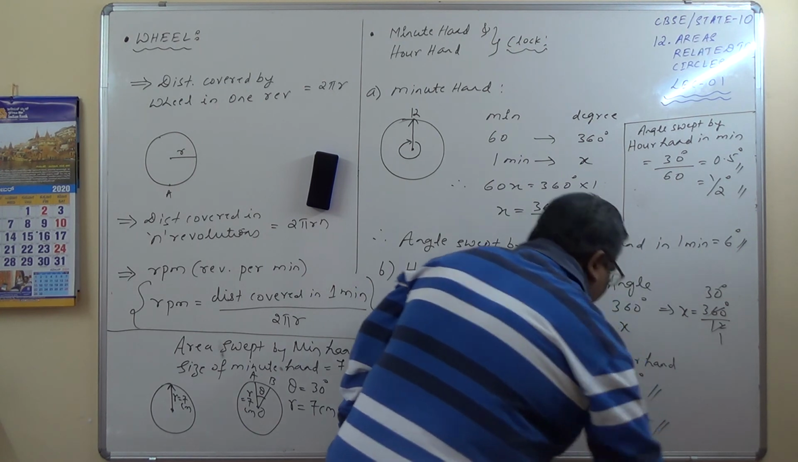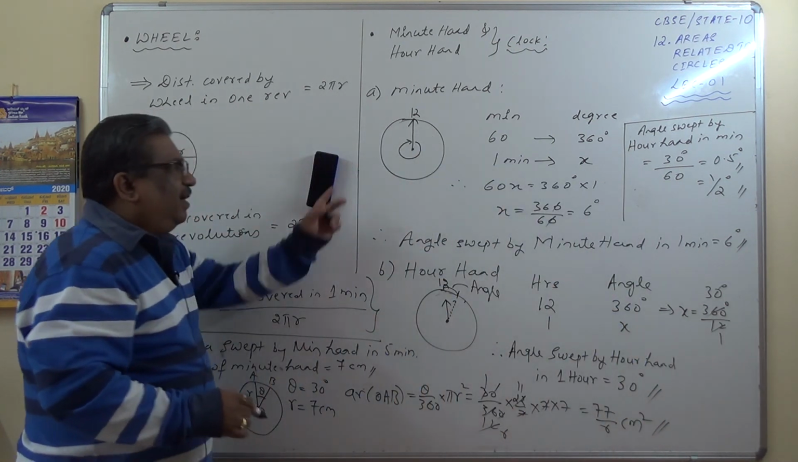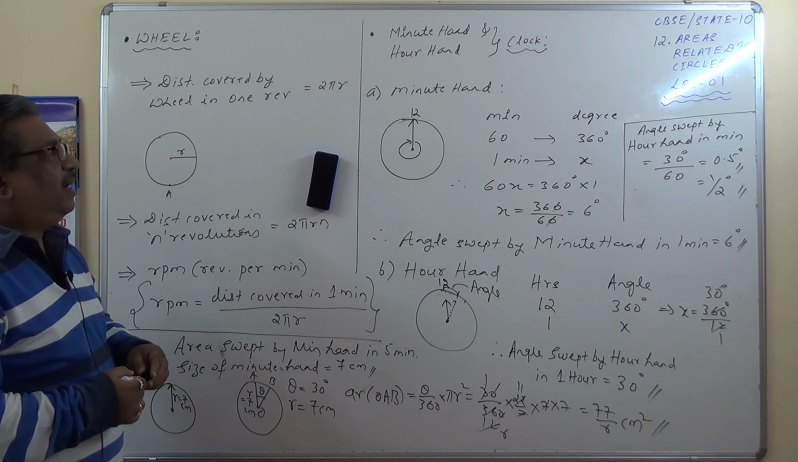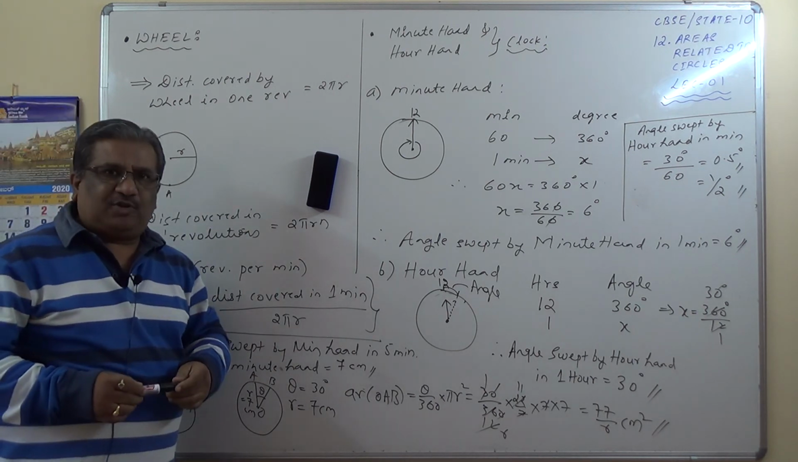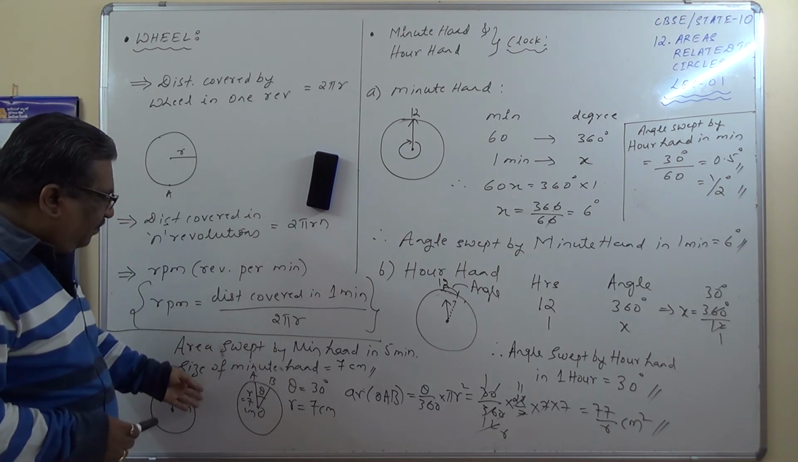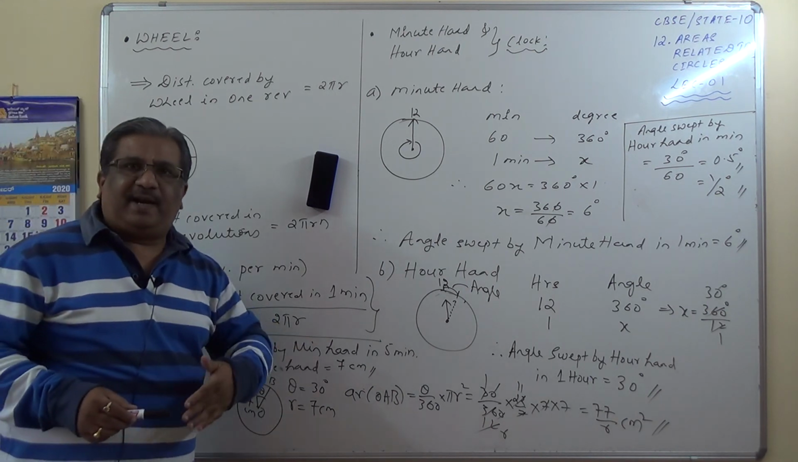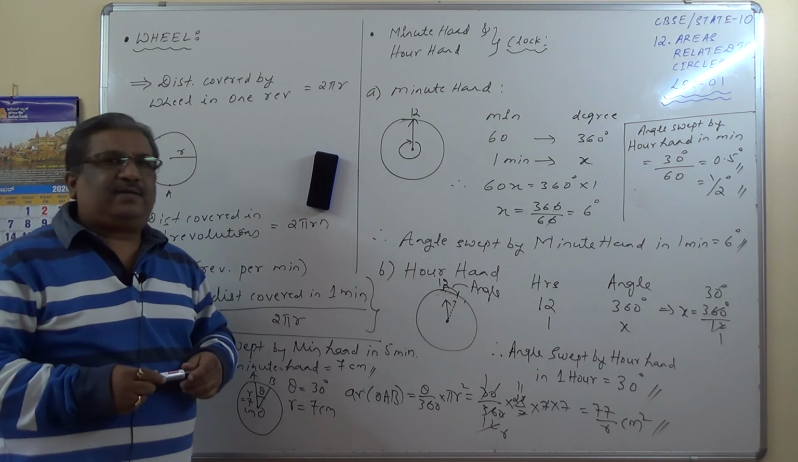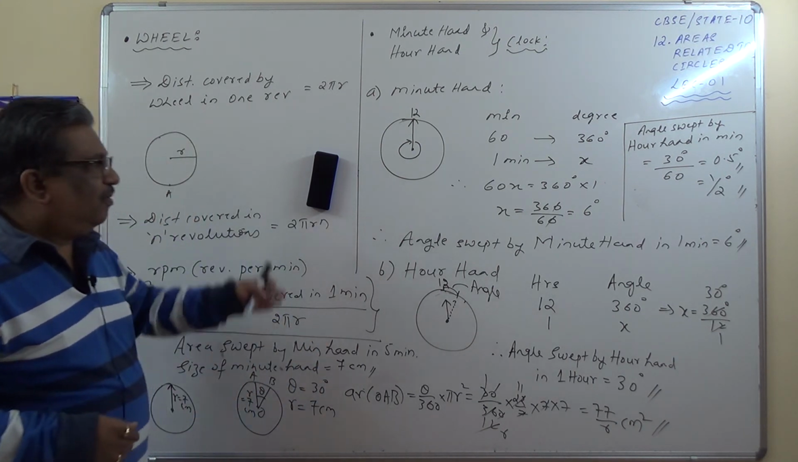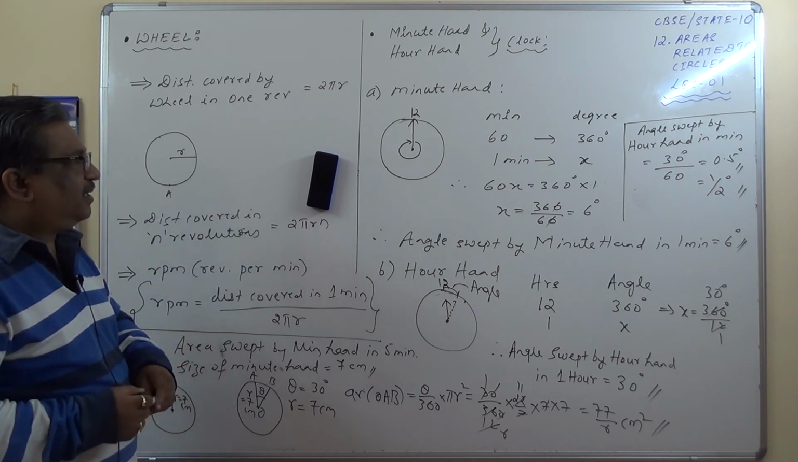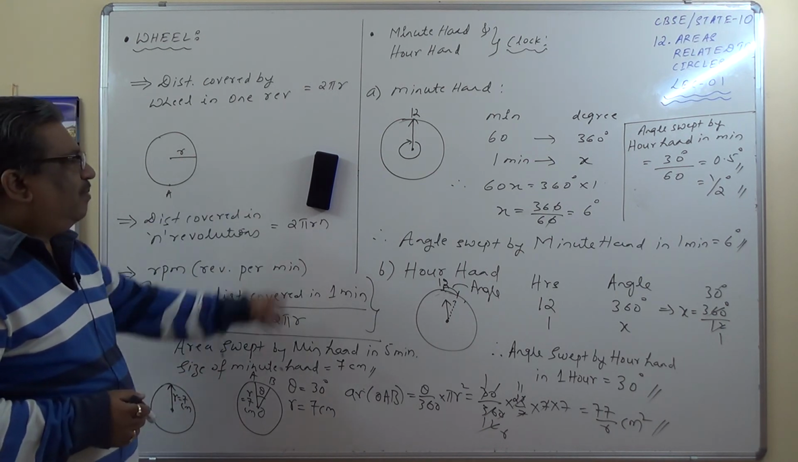I hope you are able to understand. So why are we discussing all these things? Angle swept by the minute hand and hour hand. You are going to get questions something like this. What is the area swept by the minute hand in 15 minutes? The area swept by the hour hand in 6 hours, something like that. In order to understand that, we have to know all these things. So make a note of this thing.